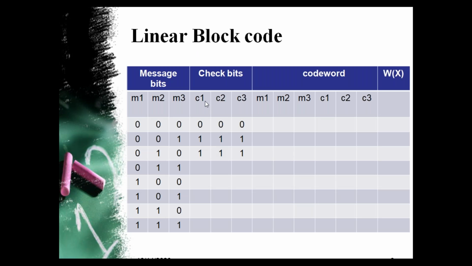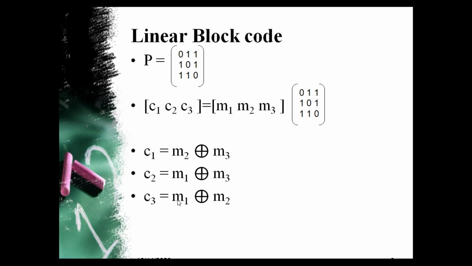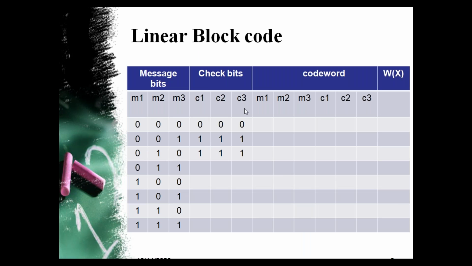A better thing is to write this table itself here: c1 equal to m2 plus m3, c2 equal to m1 plus m3, c3 equal to m1 plus m2. Then it is easy to complete this table.